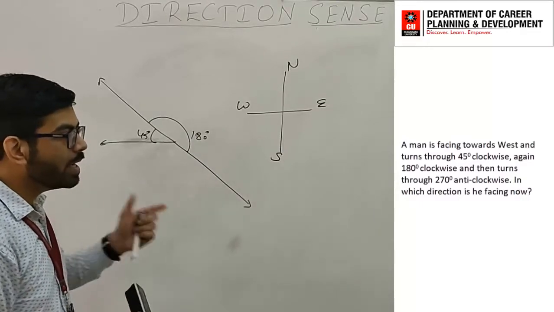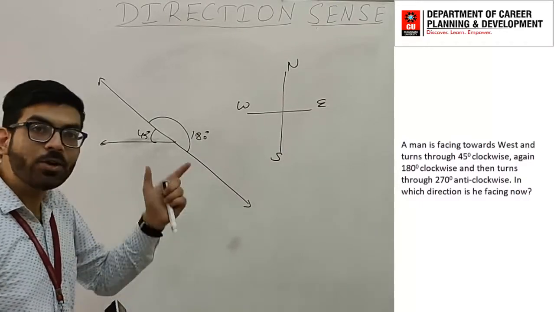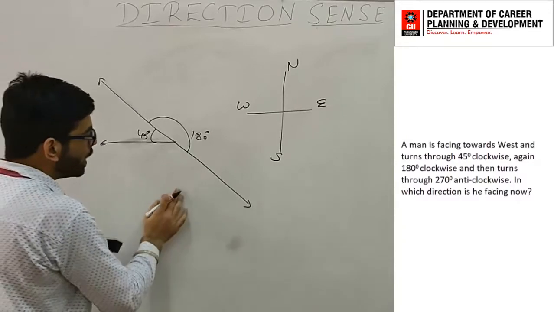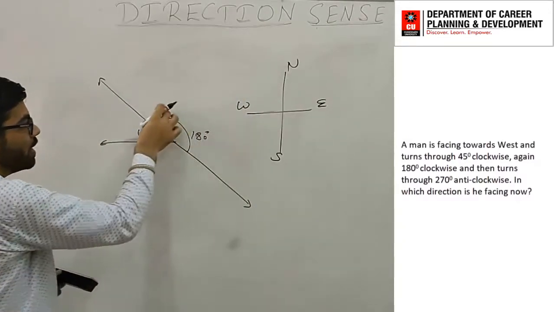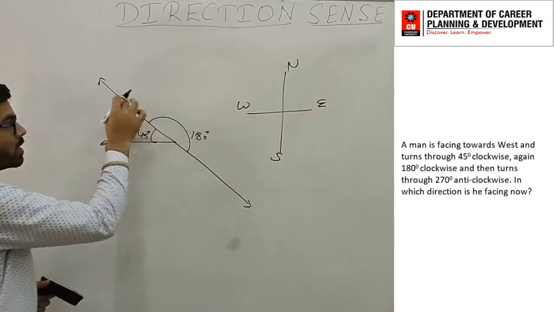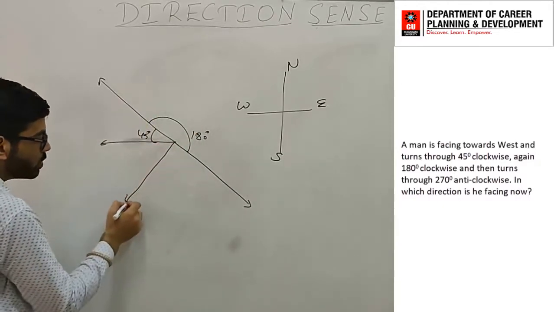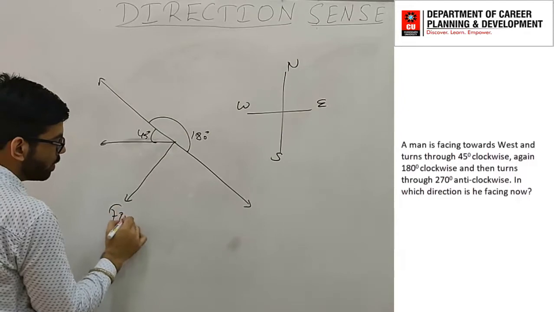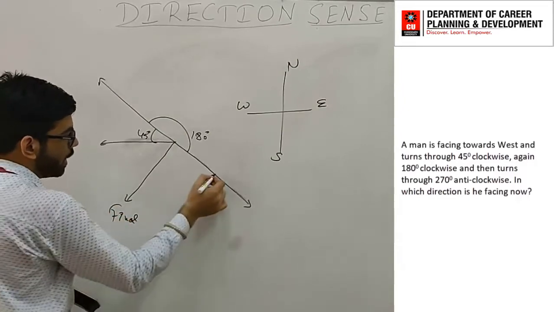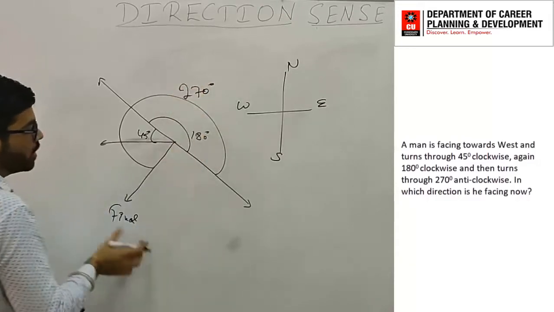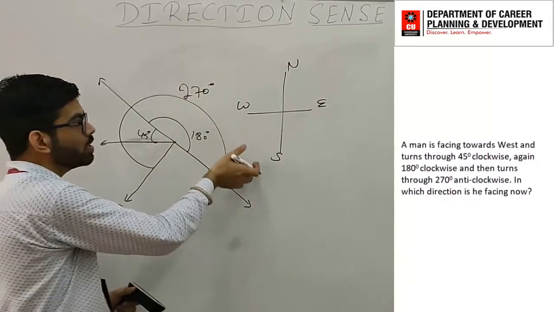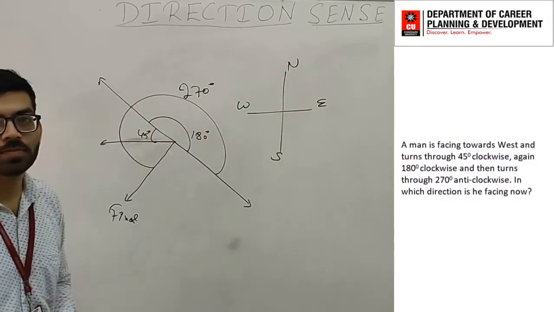Next line says again 270 degree anti-clockwise. So anti-clockwise will be like this one, and 270 is again the same, 180 plus 90 degree. 180 is up to this point and 90 degree up to this point. So this one is your final direction, and this angle is your 270 degree. So final direction comes out to be southwest.